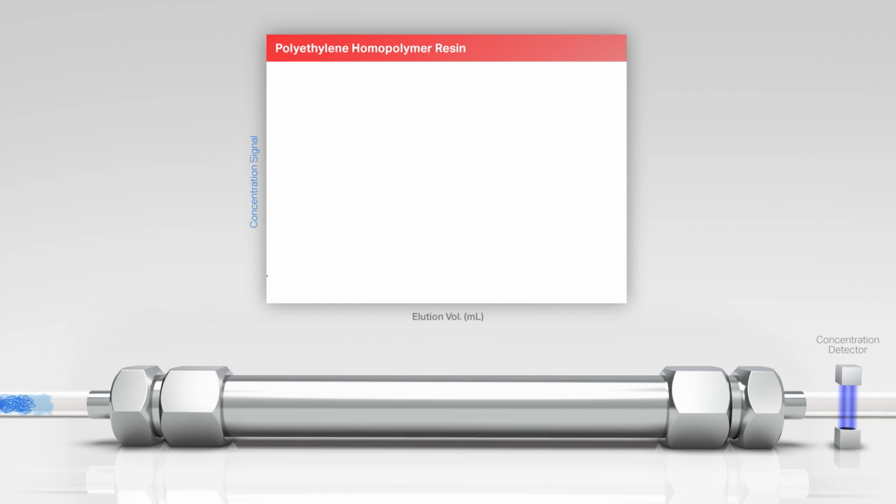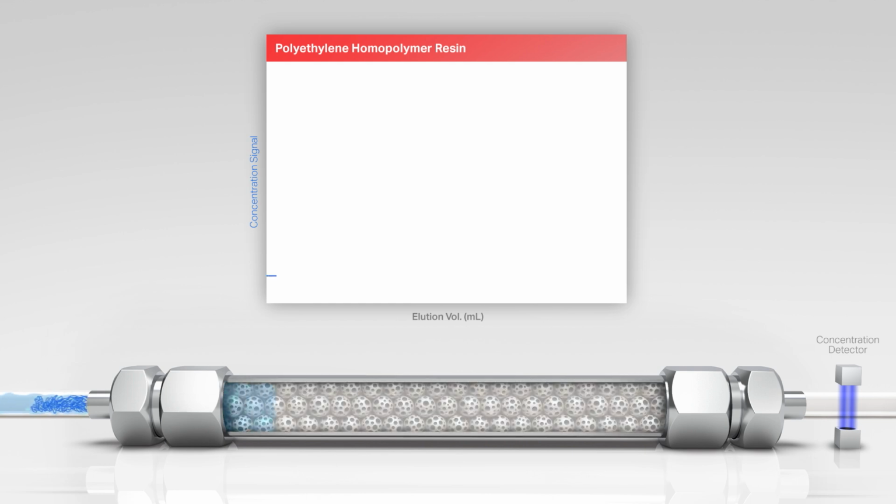The separation mechanism of gel permeation chromatography is implemented by passing the sample through a column filled with a porous packing material. The large molecules are excluded from most pore sizes and travel faster through the column. As the molecules decrease in size, they go through more pore sizes and are eluted later.